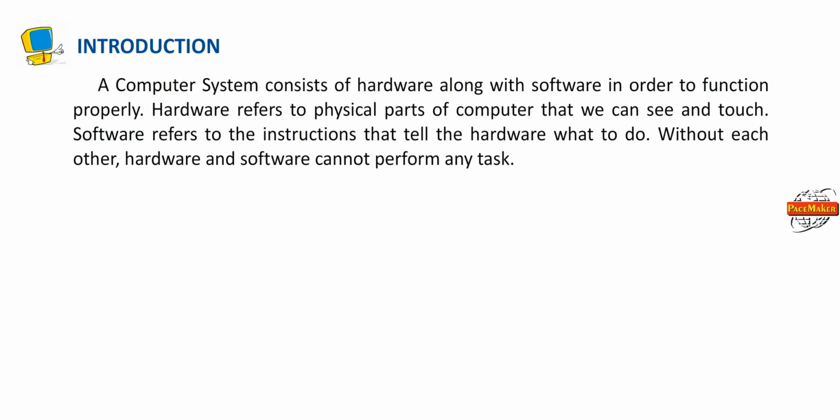Introduction. A computer system consists of hardware along with software in order to function properly. Hardware refers to physical parts of a computer that we can touch and see. Software refers to the instructions that tell the hardware what to do. Without each other, hardware and software cannot perform any task.